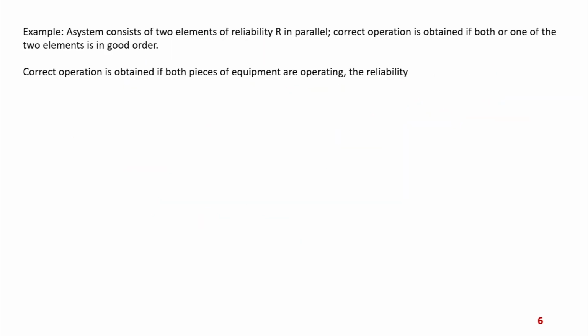Now, let us explain this using an example. We will consider a system which consists of two elements instead of n elements, and we will consider that both the elements are in parallel, and for the correct operation at least one element should work. So, the system will operate under three conditions.